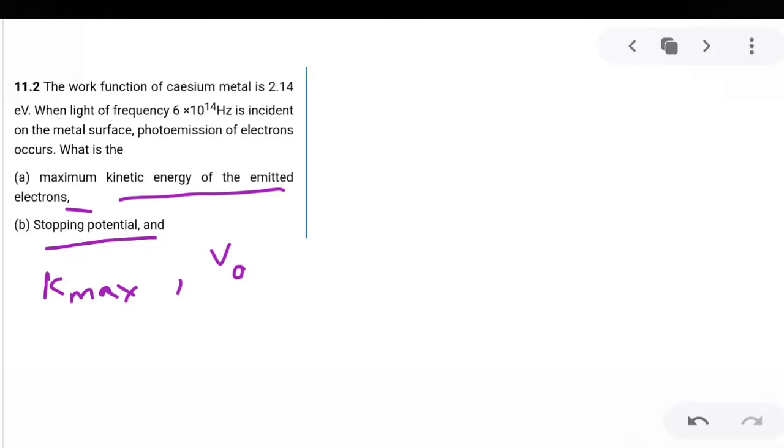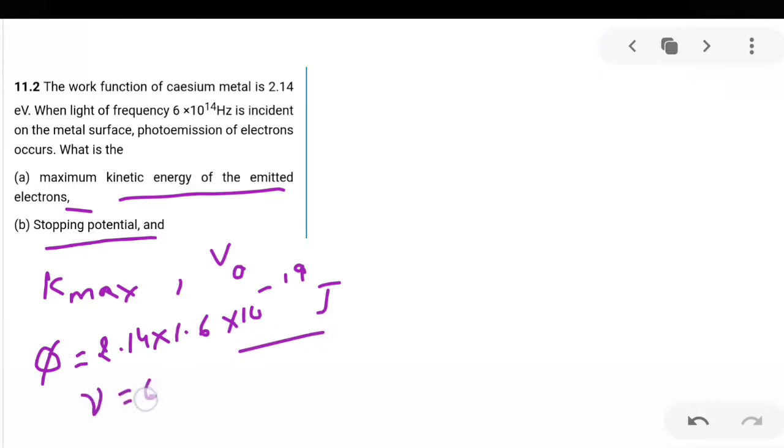What is given? The work function phi is 2.14 electron volt, that is 2.14 into 1.6 into 10 power minus 19 joule. I have converted the work function, which was given in electron volt, into joule. The frequency is given as 6 into 10 power 14 hertz.